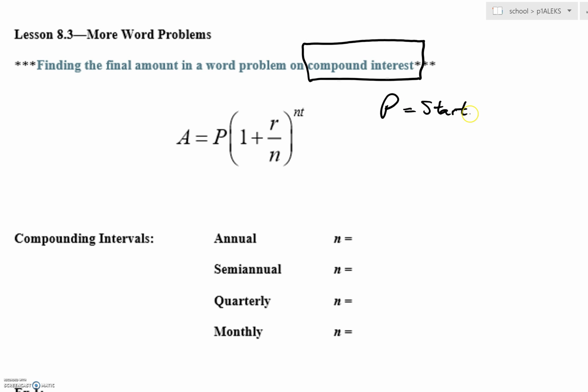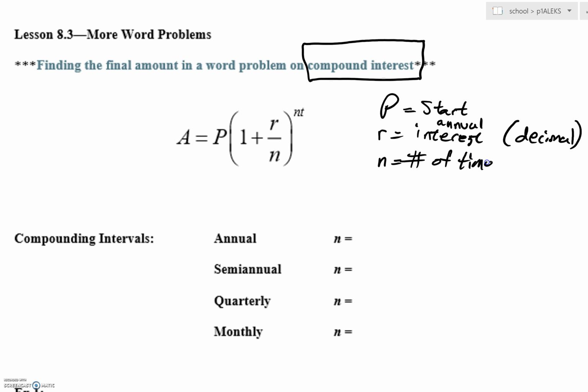So P is what we're going to have for a starting value. It's known as our principal. R is your annual interest rate. It's your annual interest rate that's in a year, but you need to have this as a decimal. We're always going to divide our percent by 100 to get that. N is the number of times you get interest. And then finally, T is the number of years.